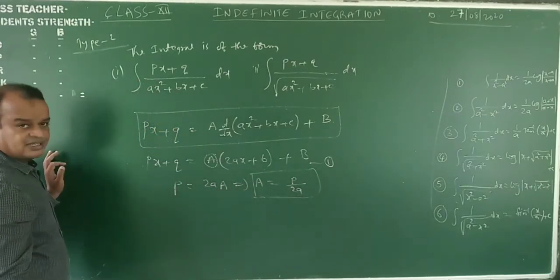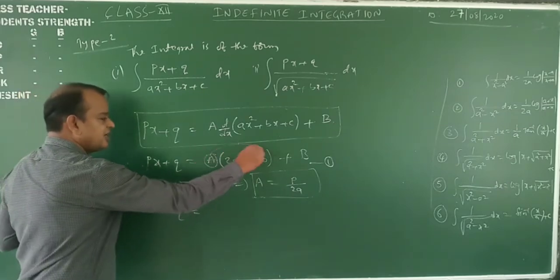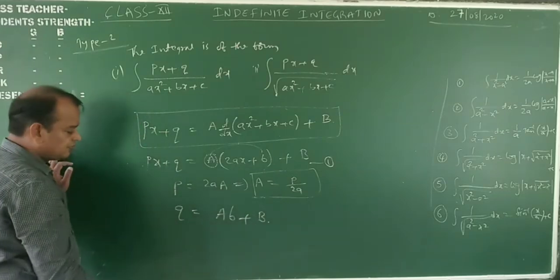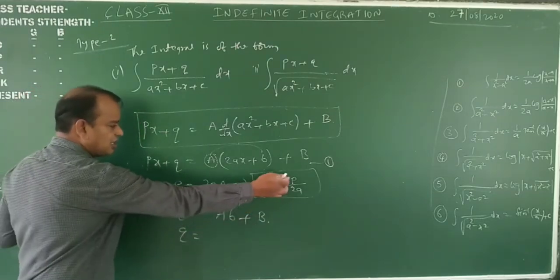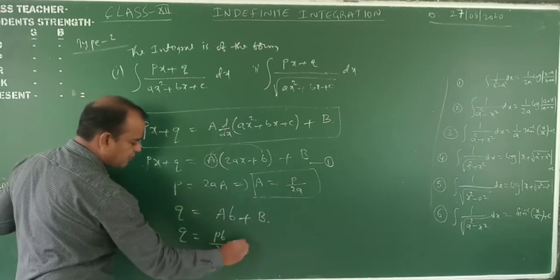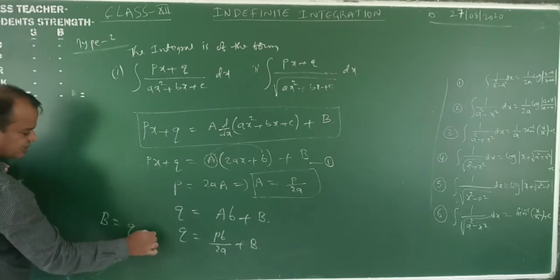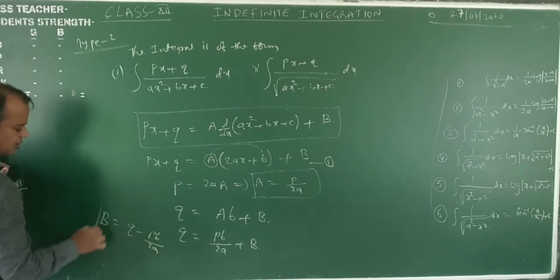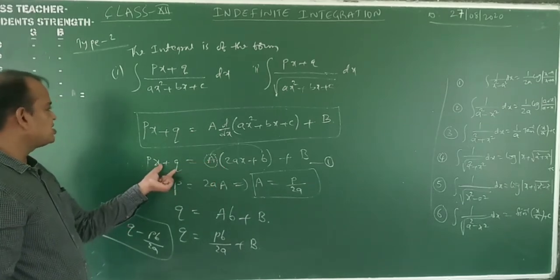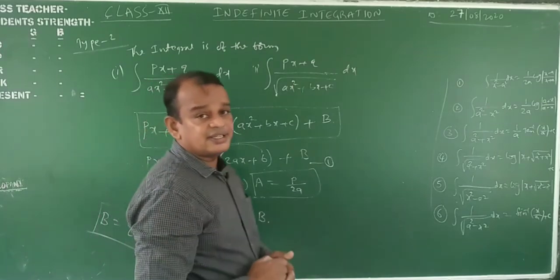Now the constants. Here q is equal to A into b plus capital B. Now q is equal to p by 2a into b, that is pb by 2a, plus B. From this, B is equal to q minus pb by 2a. Now these values we substitute here, in this one separately. We will get the answer very easily.